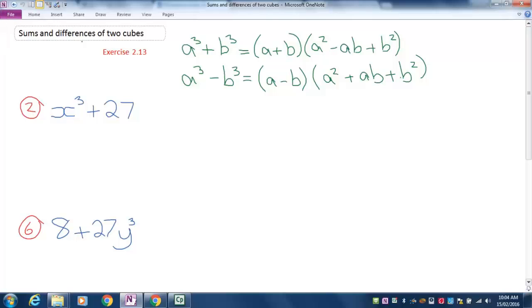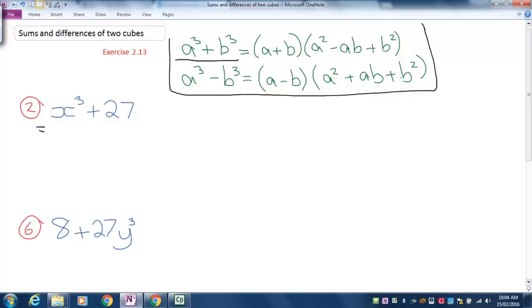This is a new rule for us, the sums and differences of two cubes. So I've written our two rules here in green. We'll refer back to them as we work through a couple of examples. So for number 2, I have a problem in the form a cubed plus b cubed. So this is the sum of two cubes because we've got a plus here in the middle.